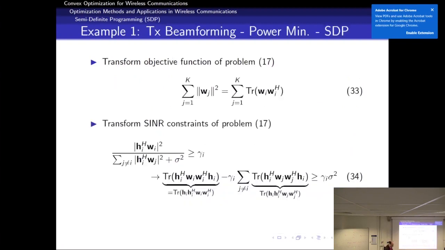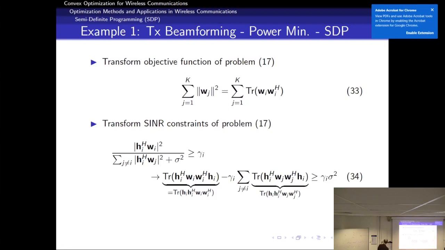Okay, so let's go back to our example. Our example 1 was this power minimization when we had this transmit beamforming. So I still have the same problem as here. I want to minimize the power subject to an SINR constraint. So my objective function is the norm square of each of those precoding vectors. This quantity, the norm square, will be the power I allocate to user I, or to user J here.